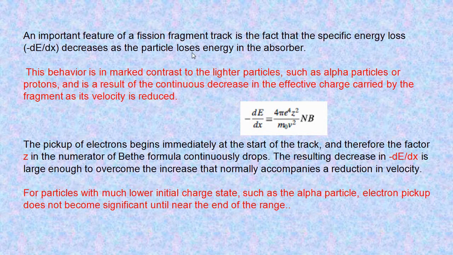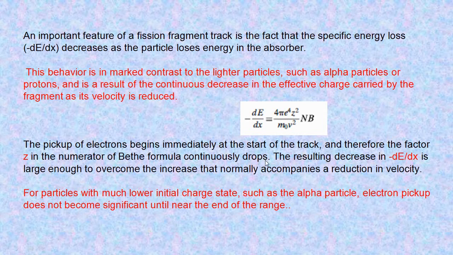An important feature of a fission fragment track is that the specific energy loss decreases as the particle loses energy in the absorber. This behavior is in marked contrast to the lighter particles such as alpha particles or protons, and is a result of the continuous decrease of the effective charge carried by the fragment as its velocity is reduced. This is your Bethe formula. The pickup of electrons begins immediately at the start of the track, and therefore the factor z in the numerator of the Bethe formula continuously drops.